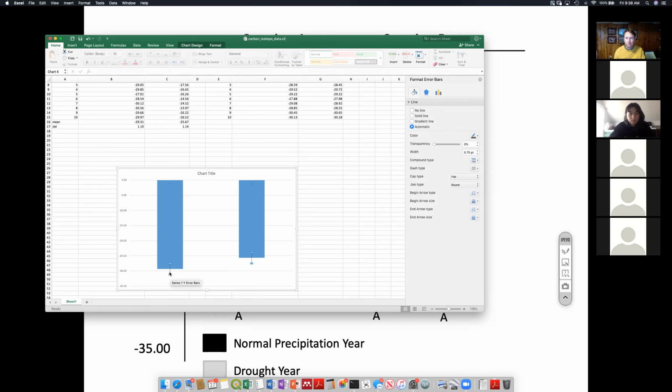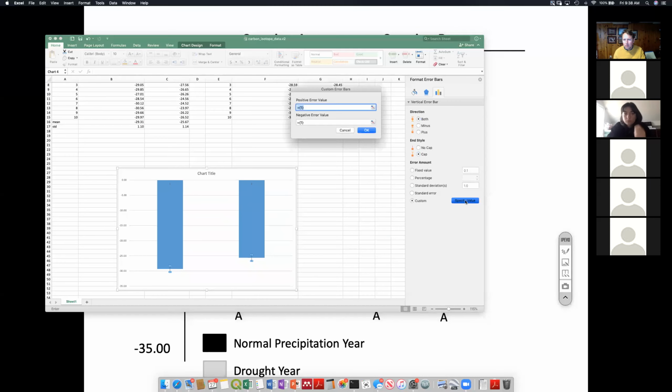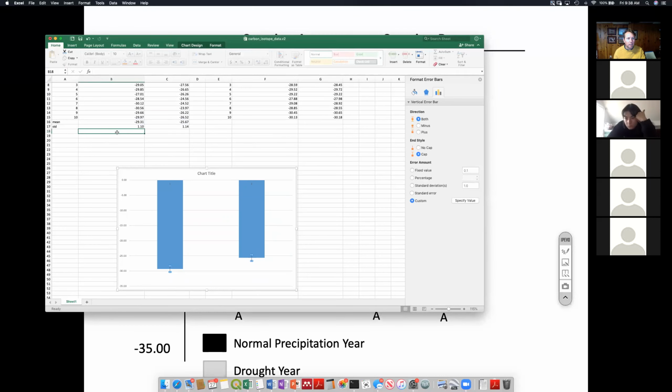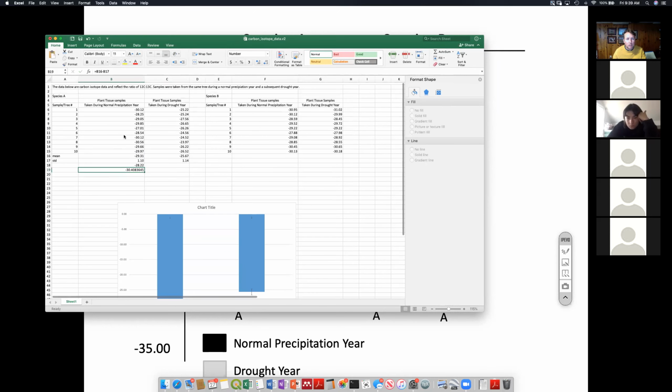Hang on. So these values, I think, should be, let me try this, equals that plus that, equals this minus this. Let's try this.